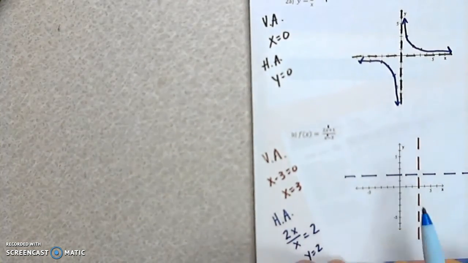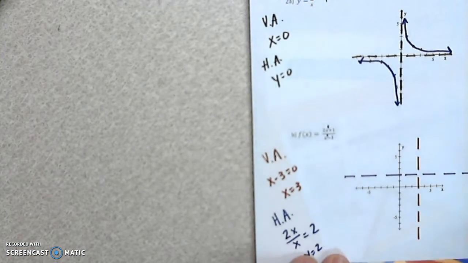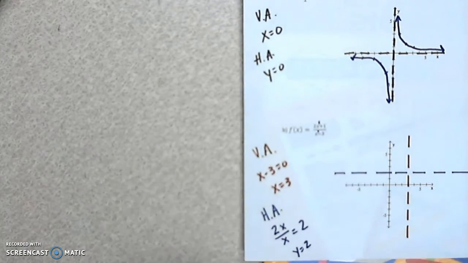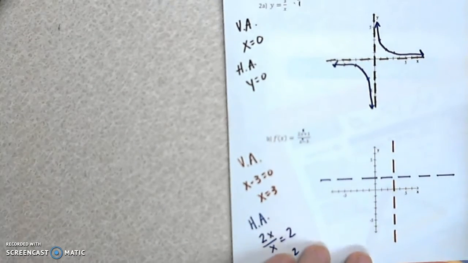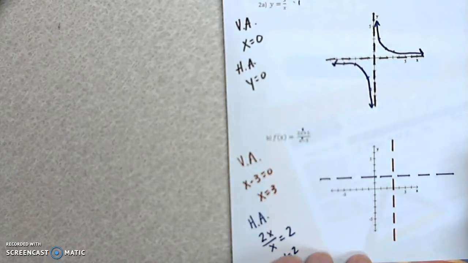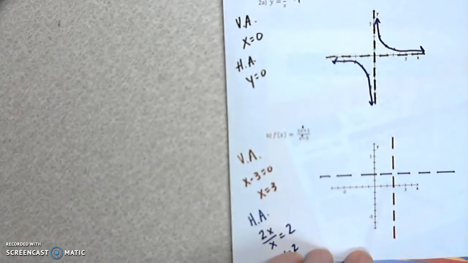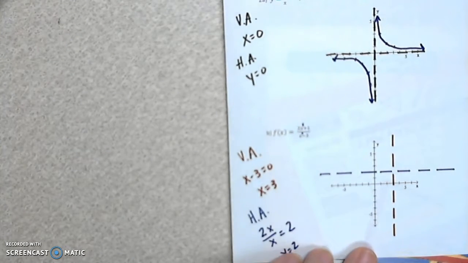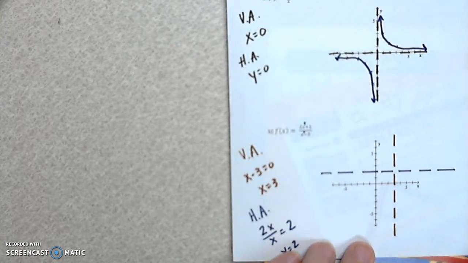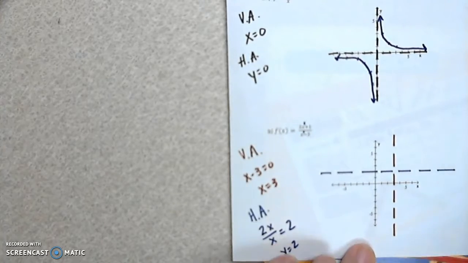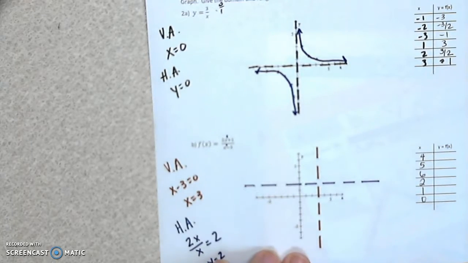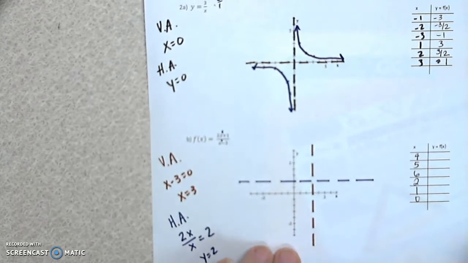Alright, so what we're going to do is pick 3 values to the right of the vertical, 3 points to the left of the vertical. So our vertical asymptote was at 3. So 3 points to the right would be, let's see, it doesn't matter what they are. Let's see, 4, 5, 6 are 3 points to the right. And then 3 points to the left would be 2, 1, and 0. Alright, so 4, 5, and 6 are 3 points to the right. 2, 1, 0 are 3 points to the left of my vertical asymptote.